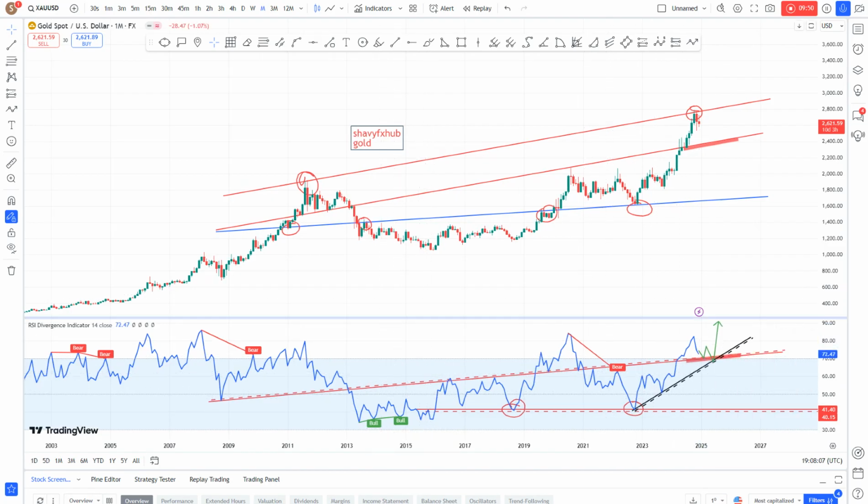So let's look at it again from another perspective that also matters to others, from the top. We can also see what gold has done using the RSI divergence.